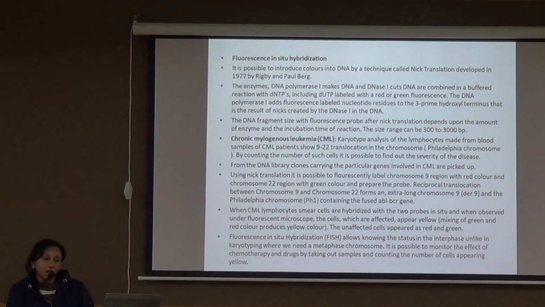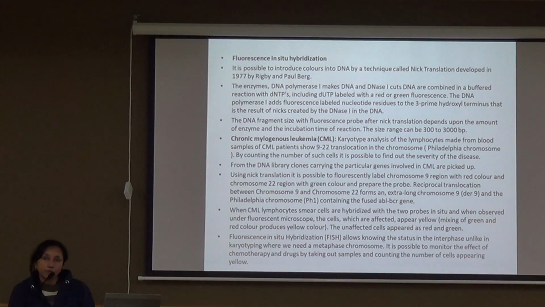Karyotype analysis of the lymphocytes made from blood samples of CML patients shows 9;22 translocation in the chromosome, that is Philadelphia chromosome. What is Philadelphia chromosome? You must have read that in case of meiosis, the homologous chromosomes pair up and exchange segments. That is simple crossing over, and that creates variation, but that is normal.